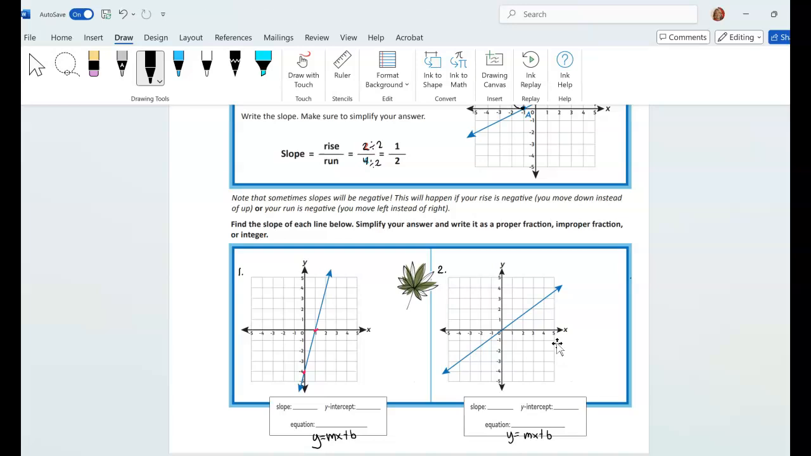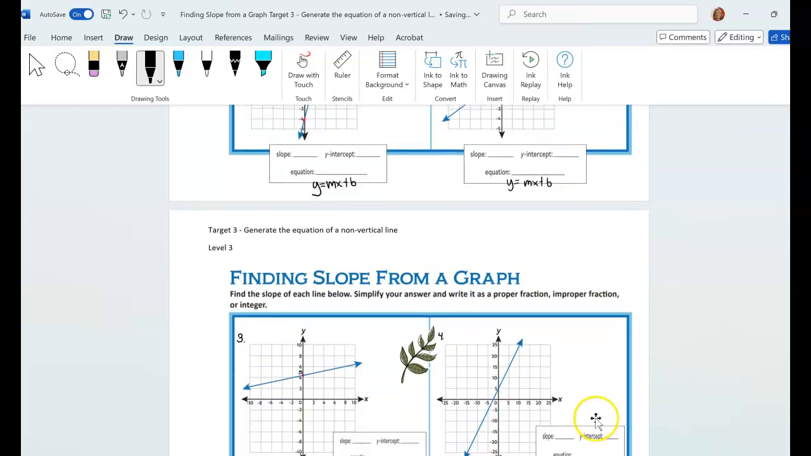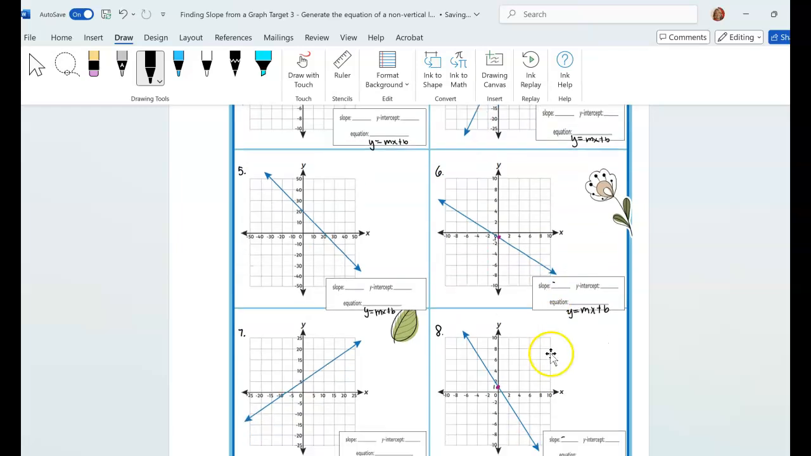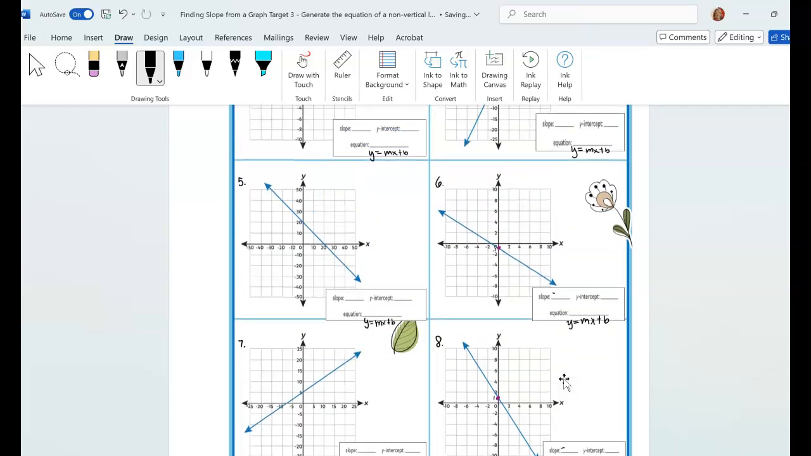I keep telling you this is not hard. I'm pointing out important things to you. Slopes will be negative when the rise moves down instead of up, or when the run moves left instead of right. I've told you on number 6 it's going to be negative, and on number 8 it's going to be negative. Okay, so no worries about that.